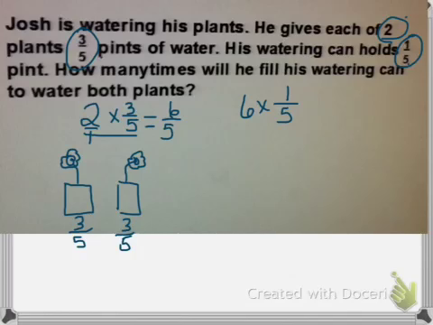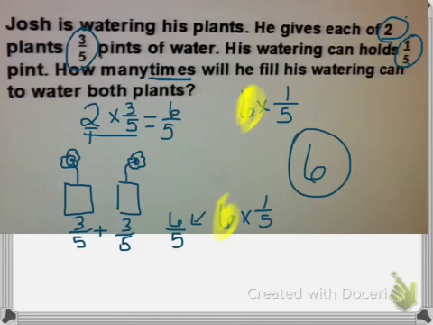So what we're going to say is, well, how much is he going to need here? Well, 3/5 plus 3/5 is 6/5. Well, I want to know how many times he's going to have to fill up his watering can. Well, same thing. I need to figure out what 6/5 is. So 6 times 1/5. So if his watering can only holds 1/5 of a pint, how many times is he going to fill that up? Well, how many times am I multiplying 1/5? 6 times. So my answer is 6.